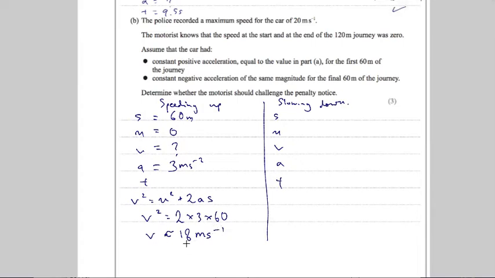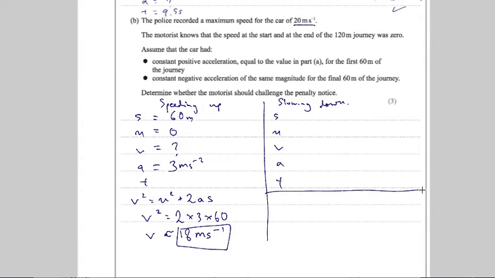So that means the police recorded a maximum speed of 20 meters per second, but given these parameters, that couldn't possibly have been the case, because if we start from 0 and we accelerate at the maximum possible acceleration that the car has, we're not going to get up that fast. So yes, the motorist should challenge the penalty notice.